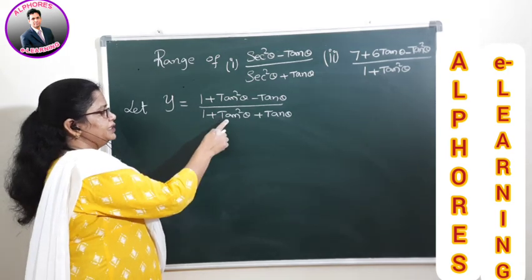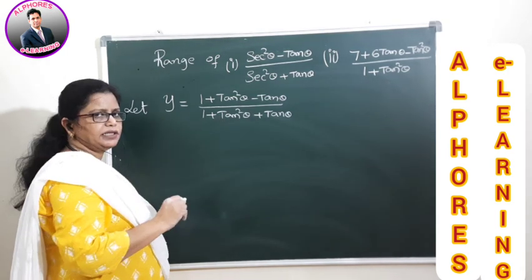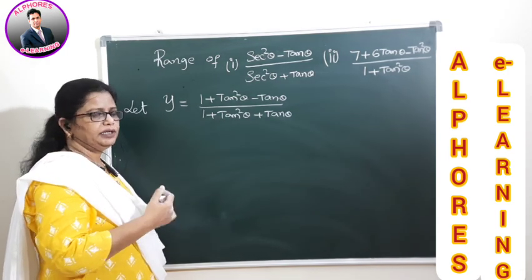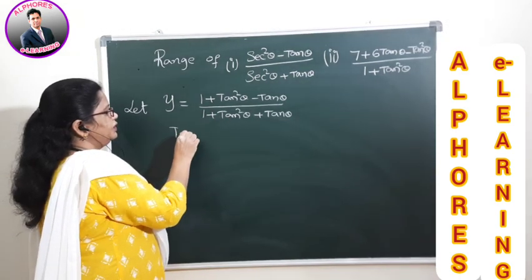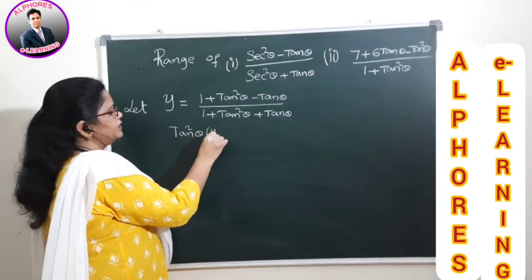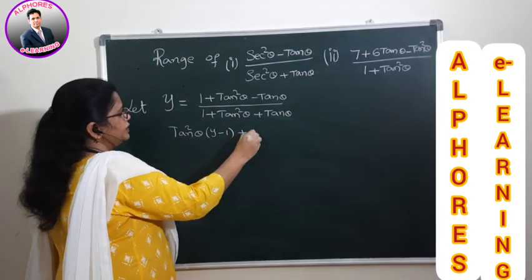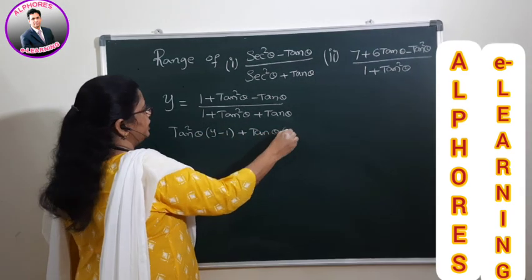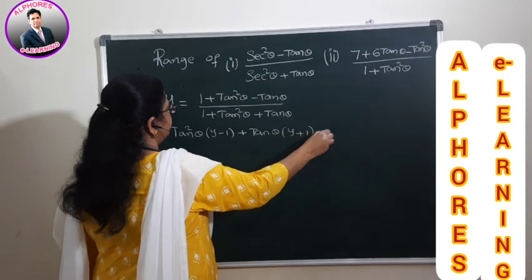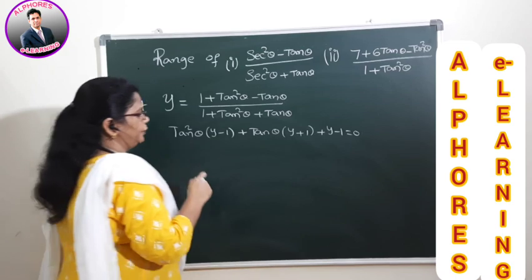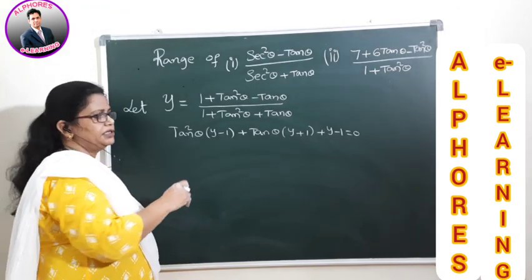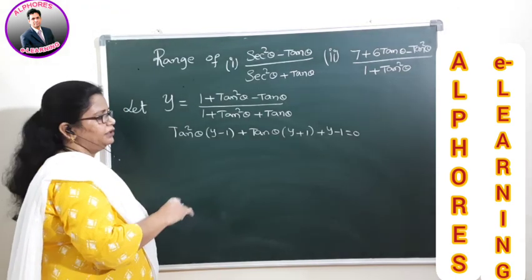To that purpose, let us do cross multiplication and reduce it to a quadratic equation in tan. If I write it that way, students, you get tan square theta into (y minus 1) plus tan theta into (y plus 1), plus the other value (y minus 1) is equal to 0. So this is the quadratic equation if you cross multiply and reduce.